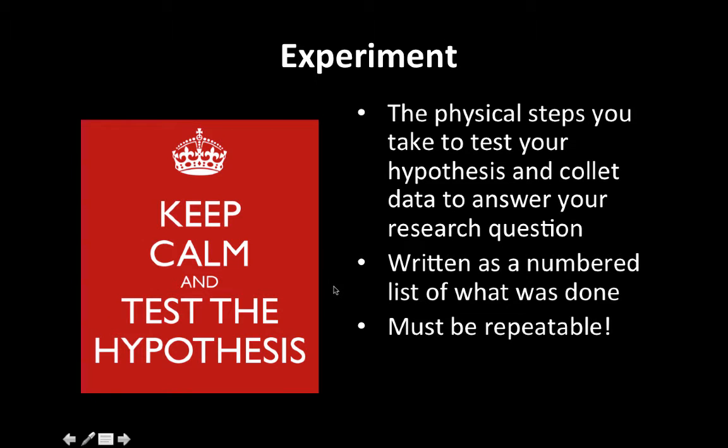The experiment, physical steps you take to test your hypothesis, collect your data, answer your research questions. This is written as a numbered list. This is the one thing that a lot of people forget is to number this thing. So these all should be numbered 1 through whatever. All right. This must be repeatable and testable. So somebody should be able to read your procedure and follow it.